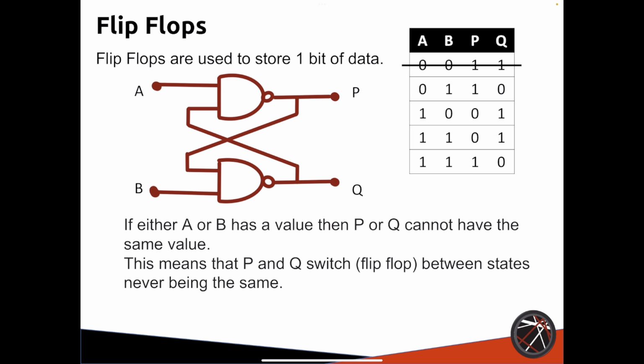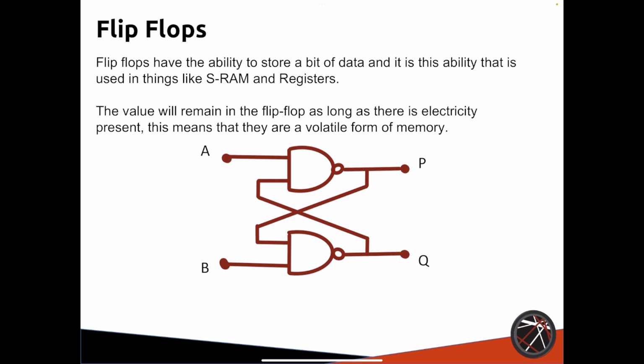So assuming there is always electricity within the circuit, what will happen is that whether it's A or B or both of them will determine whether the P value or the Q value is shown. And as you can see from the table, they are never on at the same time. In other words, the circuit is flipping between the P and the Q, hence the name, and it goes between the two states of it. So this is a really useful circuit.